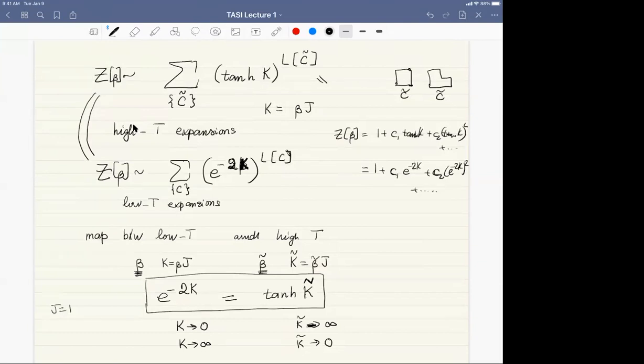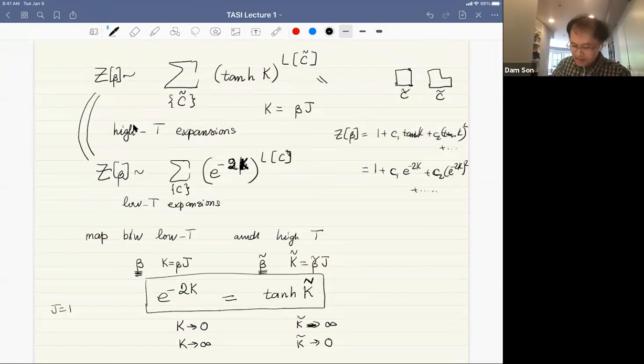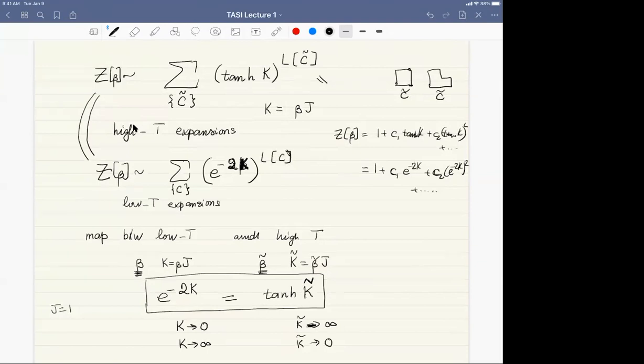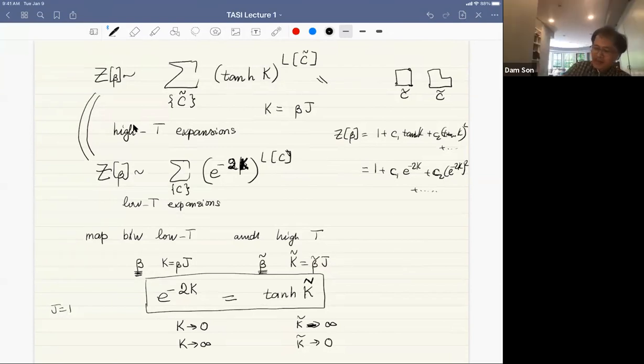Okay. Yeah. I didn't get why c and c tilde are the same. It seemed to me that they just look the same because it's a square lattice. But aren't you working with a dual lattice in one case? Yeah, that's what I want to say.